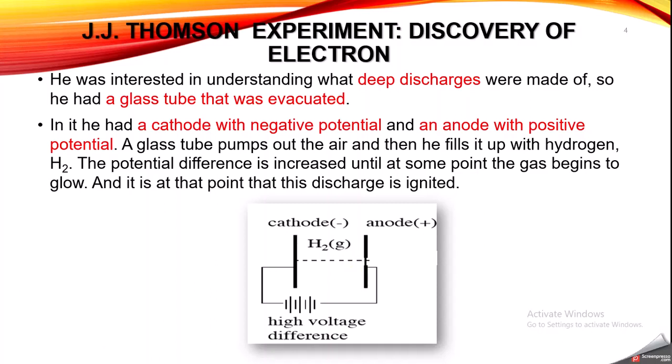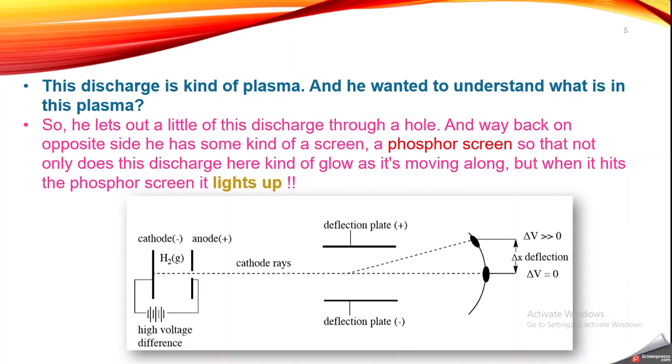Now he increased the potential difference between the cathode and the anode until the gas inside the tube started to glow and a discharge was created. A discharge is ignited, and you can see it in the form of bright light created from the cathode to the anode in the gas tube. This discharge is actually a kind of plasma, and he wanted to understand the nature of this plasma.